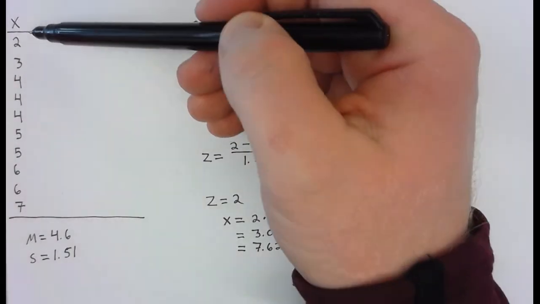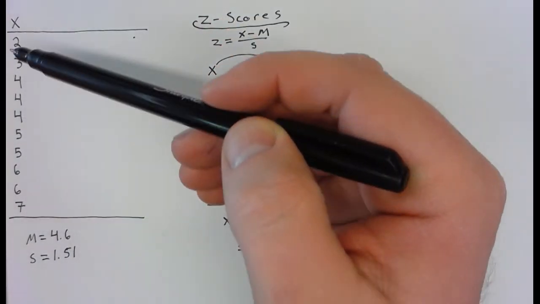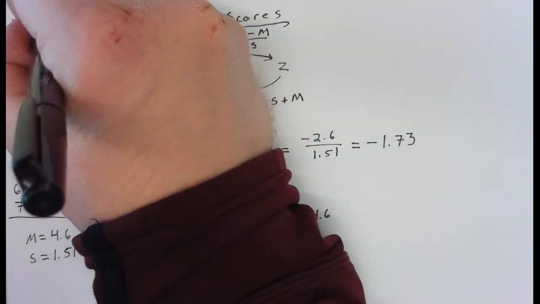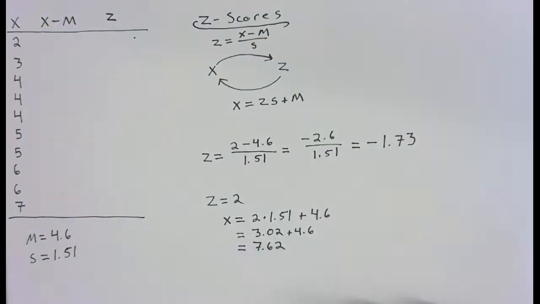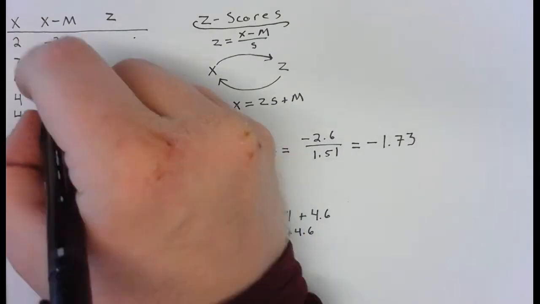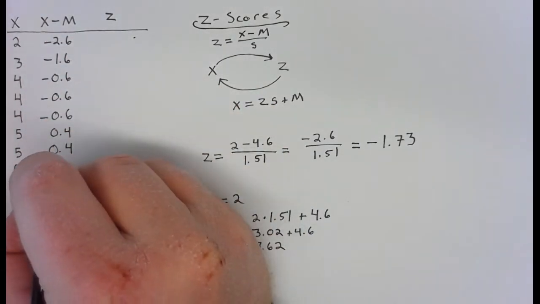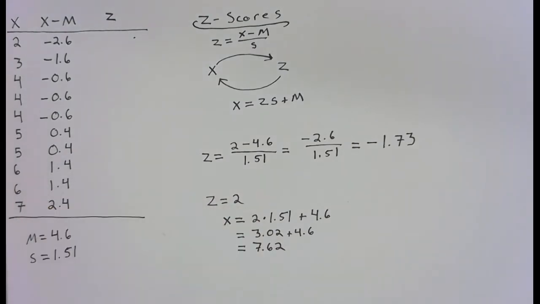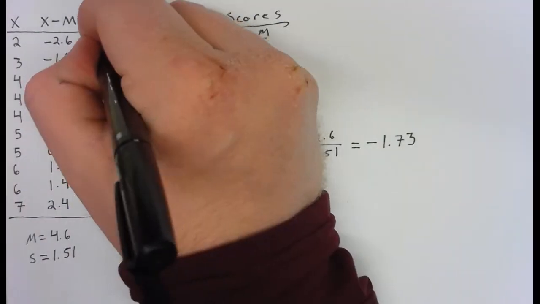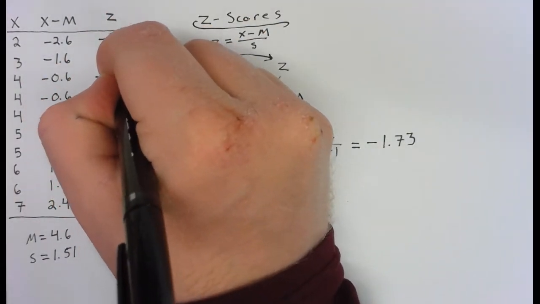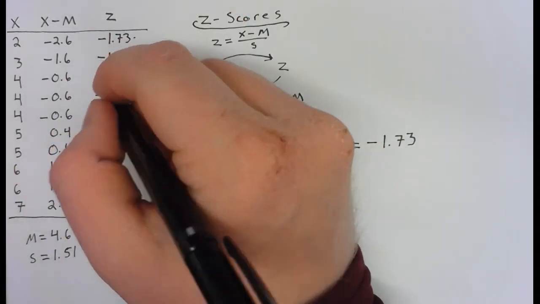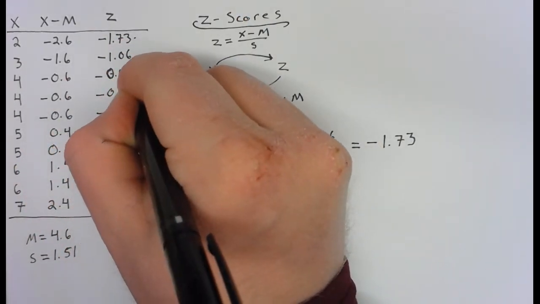Now, let's say you wanted to do this for every single score in the distribution or in the data set. In this case, it's going to save your life to just go ahead and do it in a table where you calculate every single deviation from the mean. And then in the next column, you divide by the standard deviation, which will get you your z-scores.